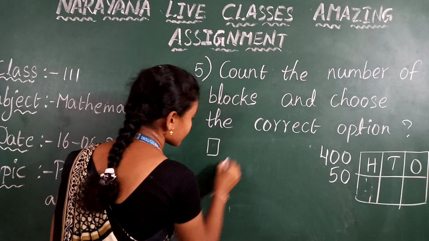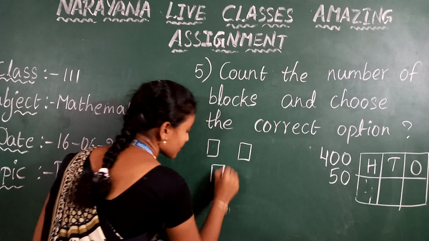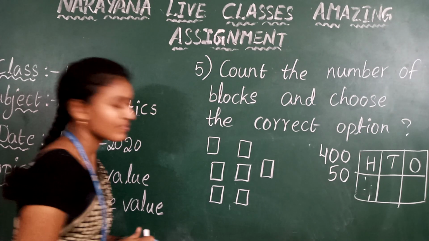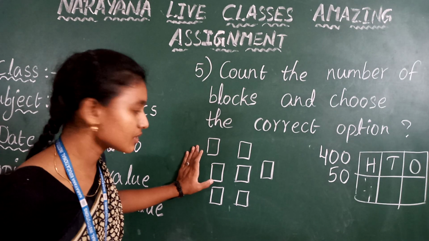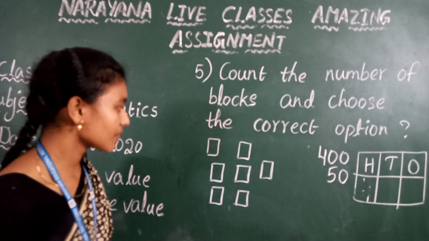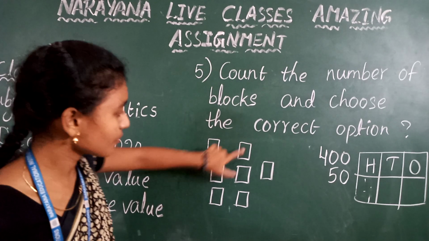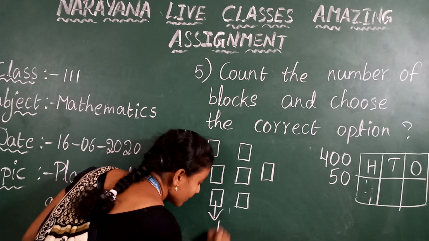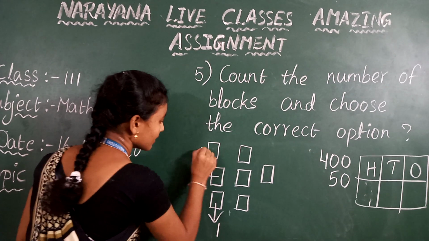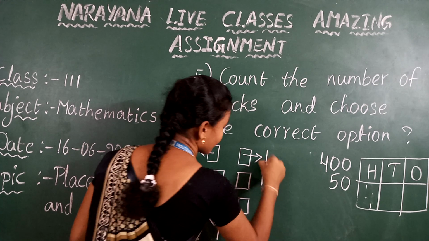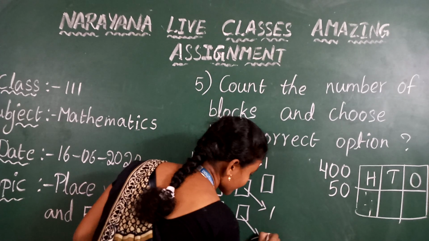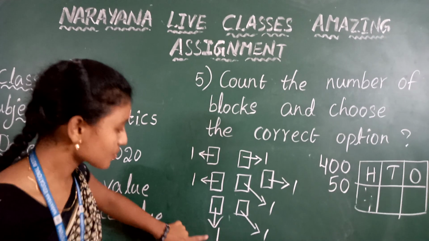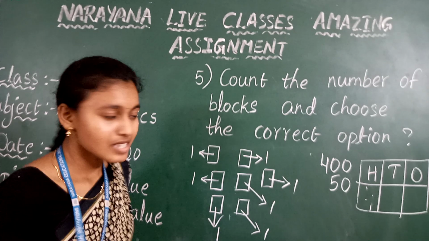Next. Small boxes are also given, no? 1, 2, 3, 4, 5, 6 and 7. And small squares are also given, no? So how many squares are given? 1, 2, 3, 4, 5, 6, 7. So each square has only 1. So now let me count how much it is. 1, 2, 3, 4, 5, 6, 7. 7.